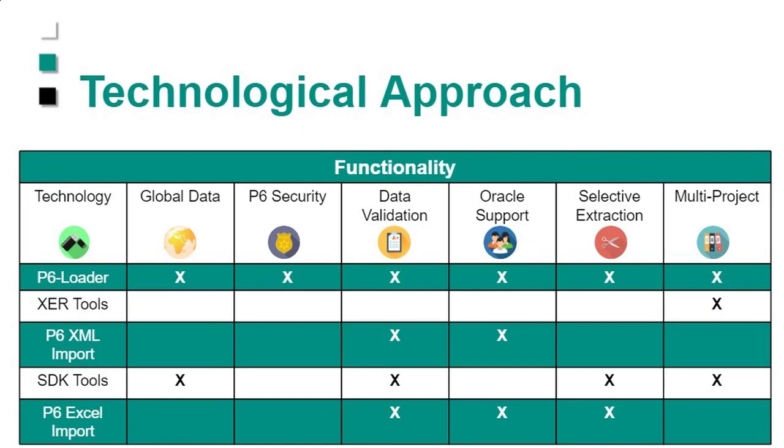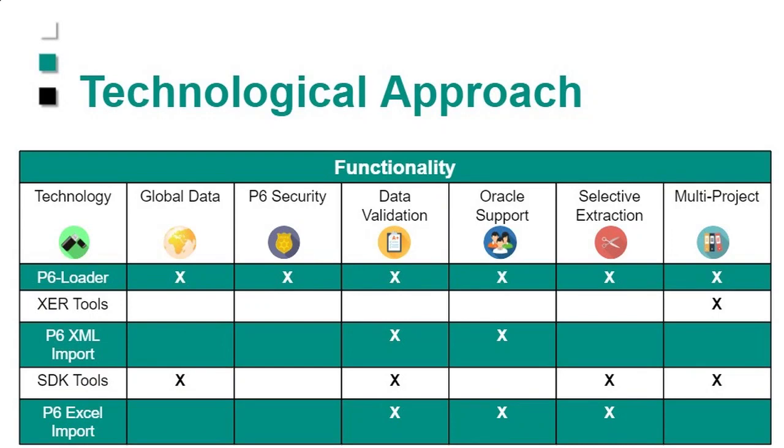So if we look at our requirements here, the first one is we want to be able to access global data. We want to be able to use P6 security so that people who don't have access rights can't mess things up. We want to validate the data to make sure that we don't put corrupt data into our system. We want it to be supported by Oracle. So if something goes wrong, we can get on with Oracle support and they'll help us. We want to be able to selectively extract what we want. So in other words, if we want to update activity codes, we don't want to extract an entire project.